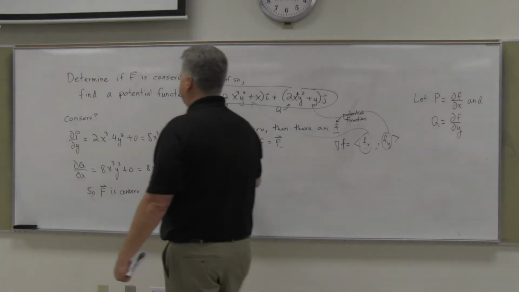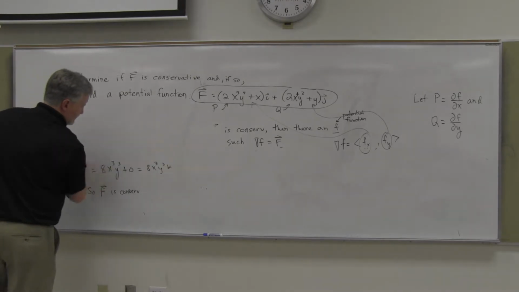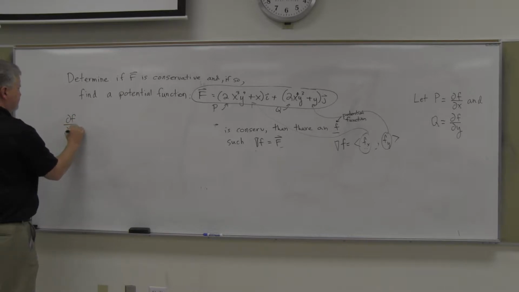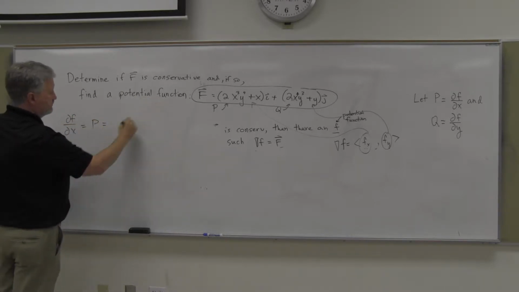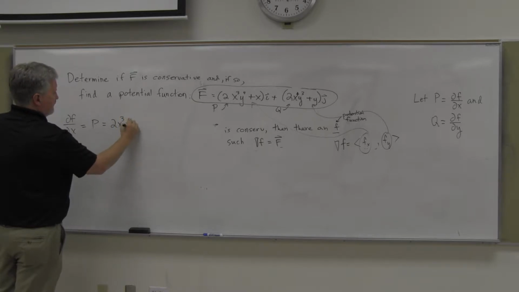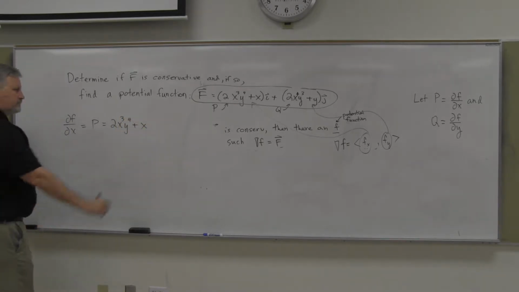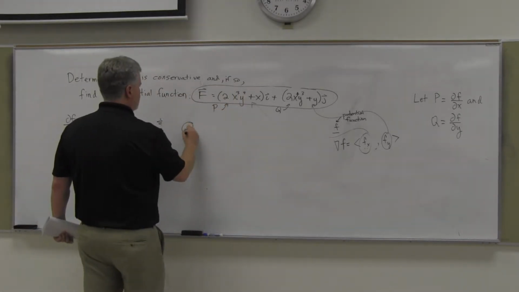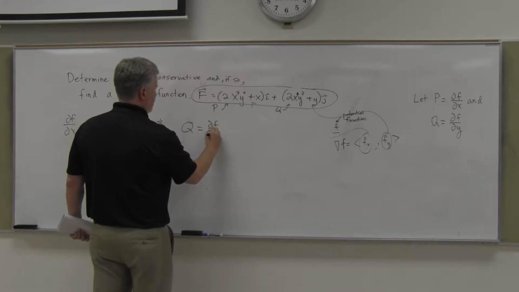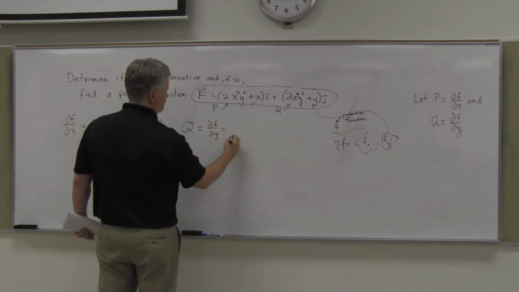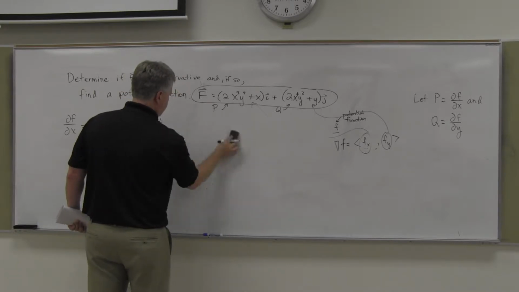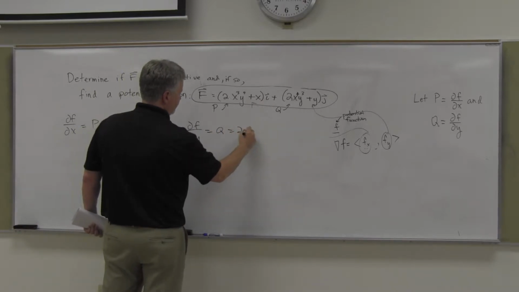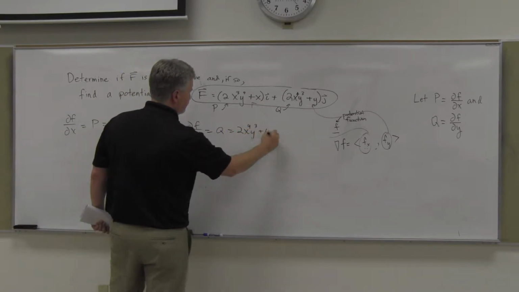Okay, so in this case, we've got the partial of f with respect to x, that equals P, which equals, in this case, 2x cubed y to the fourth plus x. And then we also have Q equals partial of f with respect to y. So that's, I'm sorry, the partial of f with respect to y equals Q, which equals 2x to the fourth y cubed plus 1.